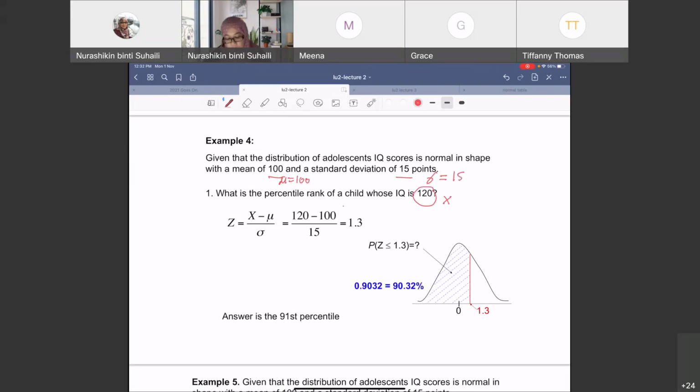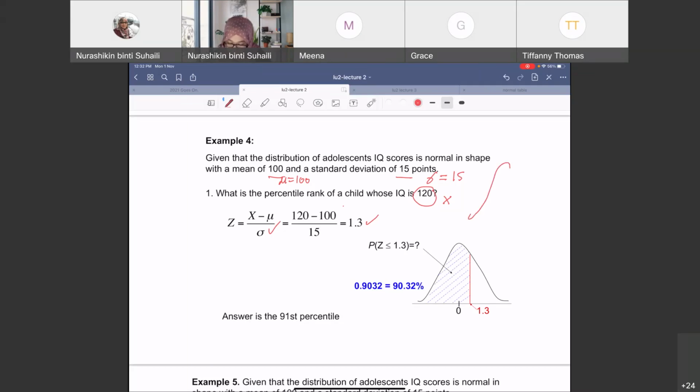Okay, X value. So it means that in order for us to use the Z table, we have to convert the X value to Z first. So that's why we use this formula, right? This formula. And then we got the value of Z equal to 1.3, right? So from there, we can use the Z distribution table. And what is the percentile rank?